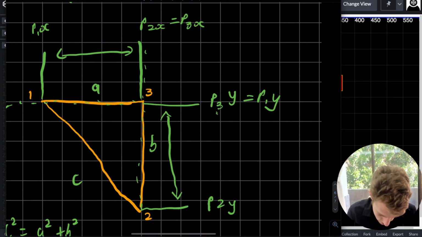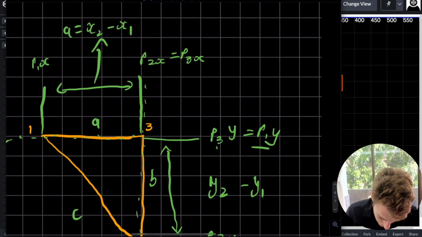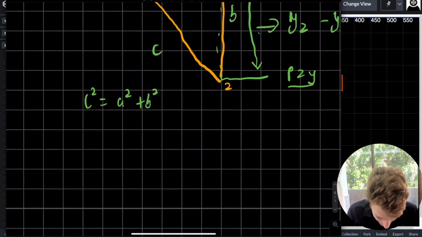It's this one minus this, right? So y2 minus y1, okay? So that's the distance for A, and then that's the distance for B. Now let's put that into this formula.